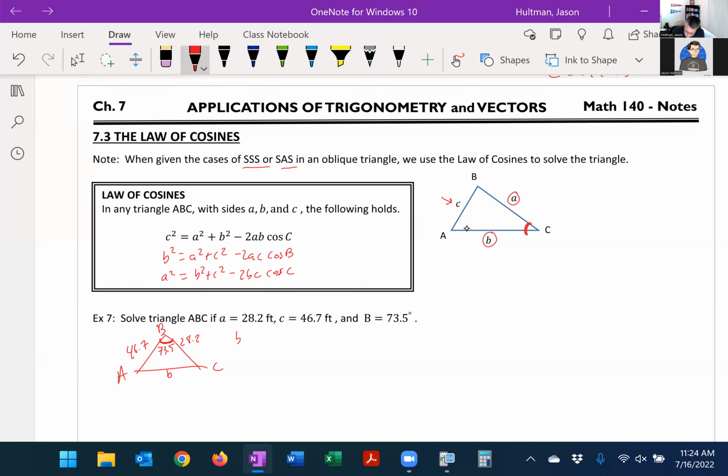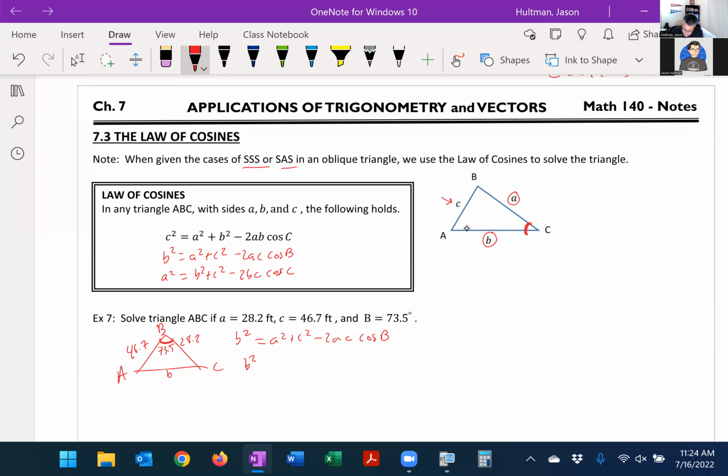So we're going to use the second formula here. B squared equals A squared plus C squared minus 2AC cosine B. We find out what side B is. We can't use the law of sines because we don't have two sides or two angles opposite each other. We only have the one angle, and the one angle is not opposite a side that we know. If we knew what side B was, then we could use the law of sines, but we can't in this case.